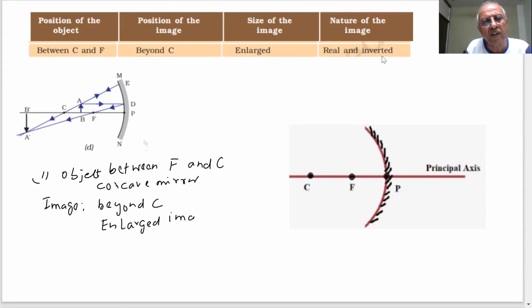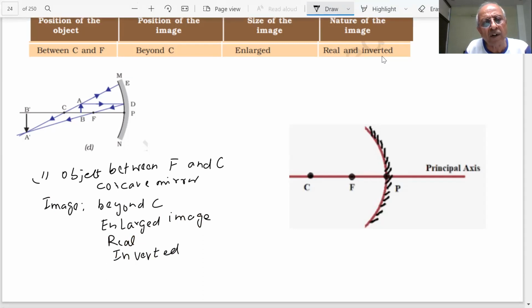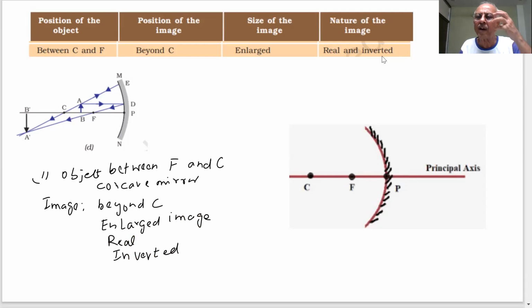Enlarged image. And what is the nature of the image? It is real. It can be taken on the screen, and it is inverted. Real image is inverted. Always I am writing real, inverted. You know, in our eyes, which lens do you have? When I discuss the lenses again, we will discuss the image formation. Do you know which lens is present in your eyes?